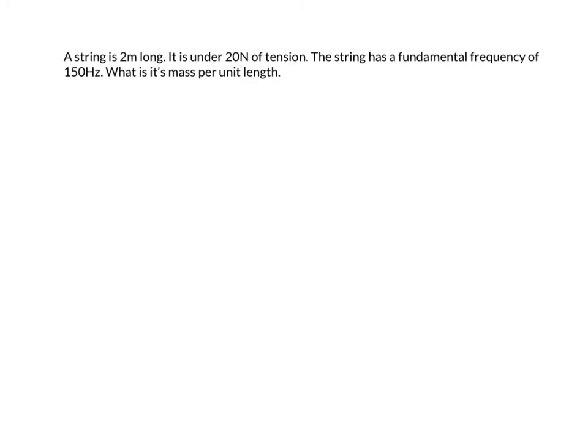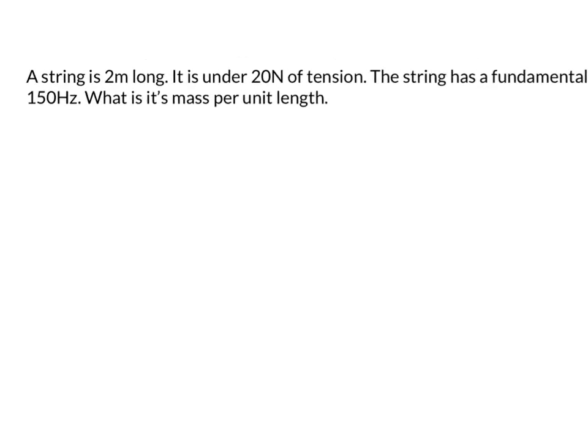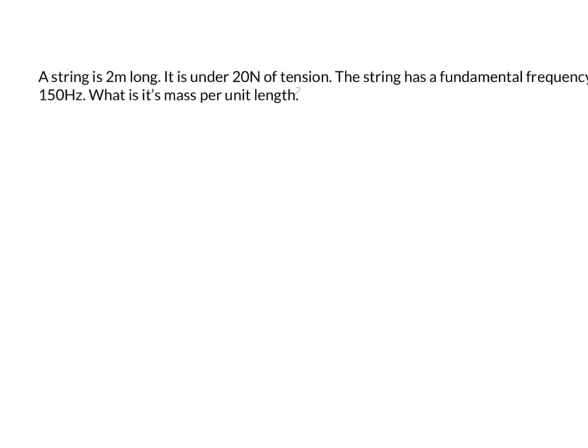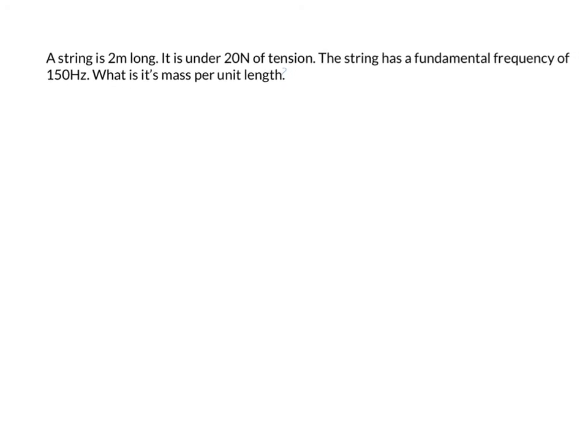Just because the formula is a little bit more complex than we're used to, with some of the square roots, I'm going to do an example here. So I've written out the question. I've actually forgotten to put in a question mark. A string is 2 meters long, it's under 20 newtons of tension, its fundamental frequency is 150 hertz. What is the mass per unit length?